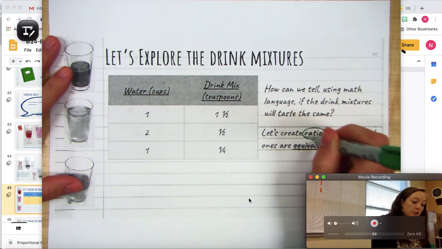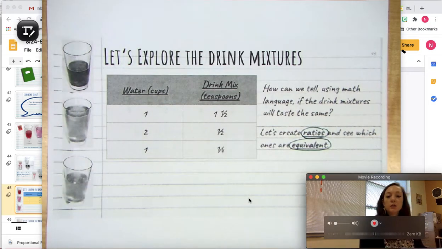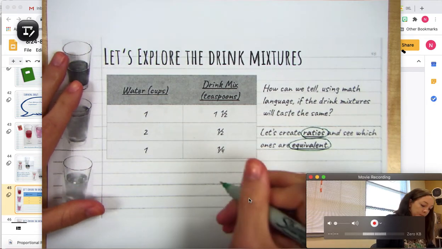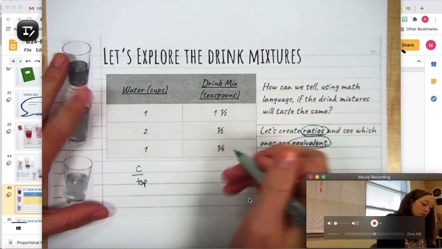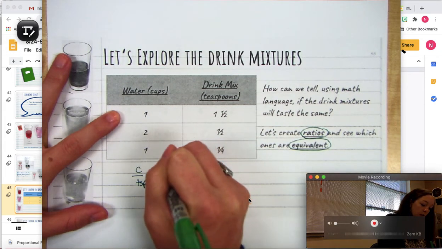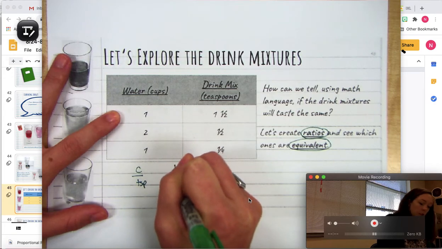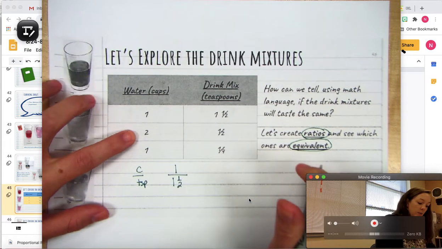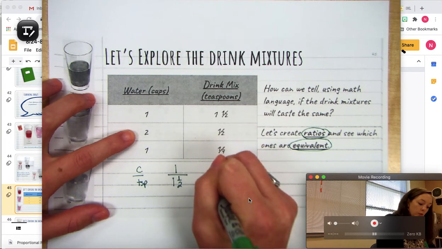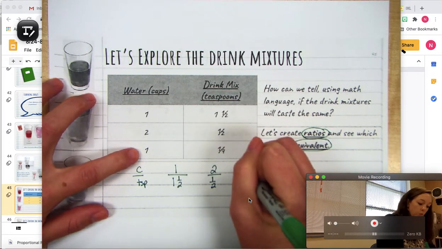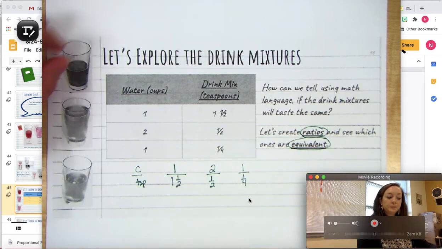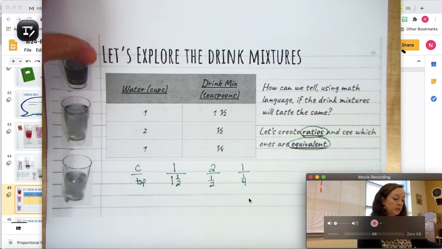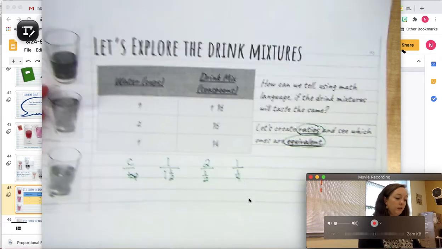So now we're going to talk about how to tell if the drinks will taste the same based on this thing called a ratio. And we're talking about equivalent ratios. You guys learned how to write ratios last year in math. So I'm going to compare cups to teaspoons, okay? So for the first cup, I've got 1 cup to 1 1/2 teaspoons. The second cup, I've got 2 cups to 1/2 of a teaspoon. The third is 1 cup to 1/4 of a teaspoon. So now we're going to compare these and see how to tell if they are equivalent.